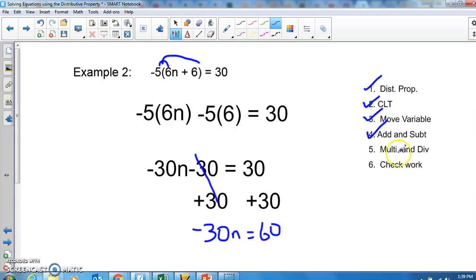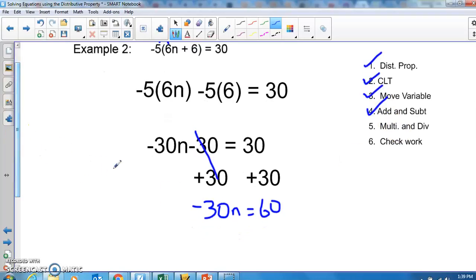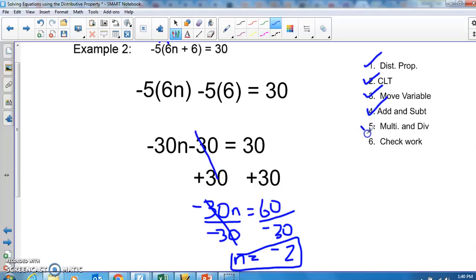Now let's look to see if we have any multiplication or division. We do have multiplication right here, -30n, so the inverse of multiplication is division. So I divide by that -30 because that's the number with the variable. So I do the same thing over here. These two cancel out, so that gives me n equals, and 60 divided by -30 gives you -2.